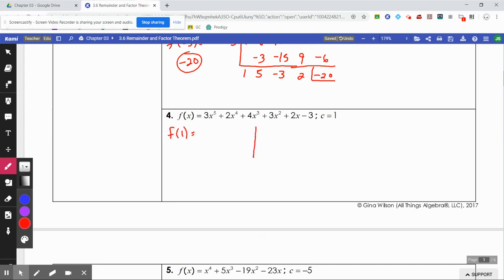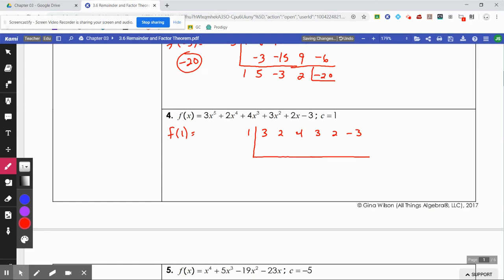So we're going to use synthetic division to plug in 1. Now, you don't do the opposite here. You do the exact value. To plug in 1, you put a 1 on the outside, and you do 3, 2, 4, 3, 2, and -3. Now, that would take a while to plug in.